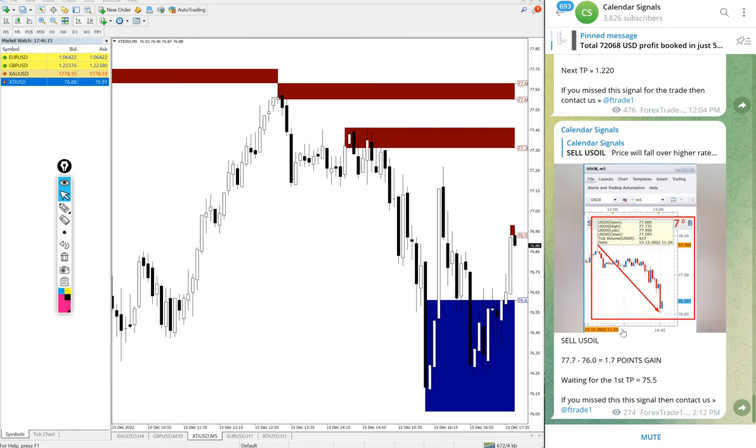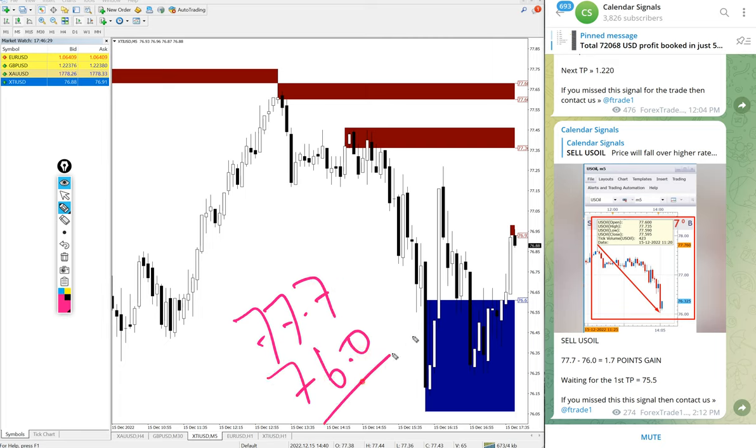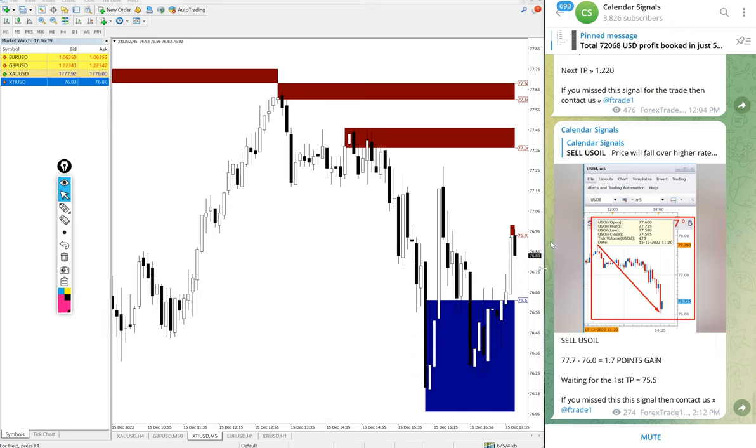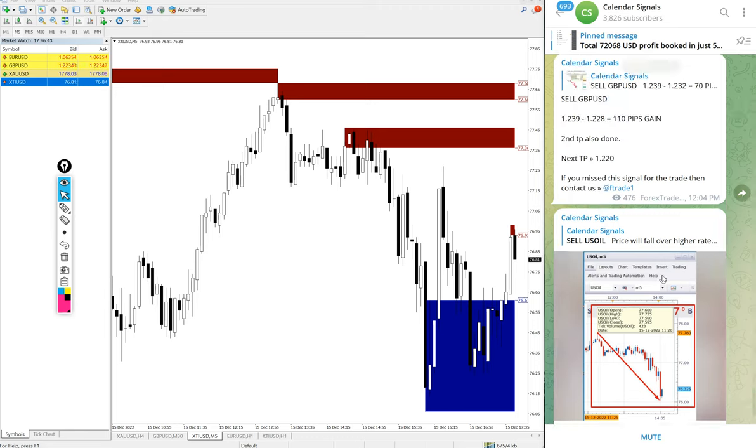Now we will see the performance of today's signals. Today first, USOIL performed. Today we gave sell USOIL, which moved from 77.7 till low traded 76. So 1.7 point gain on USOIL. 1.7 point movement in oil will give a very good return. So 1.7 point gain is very good profit on USOIL.